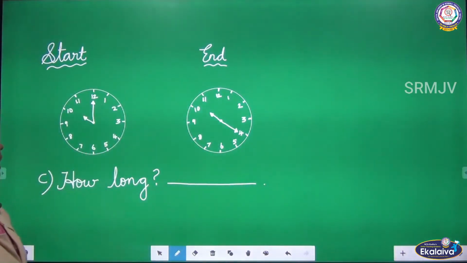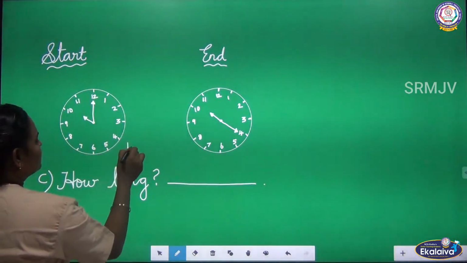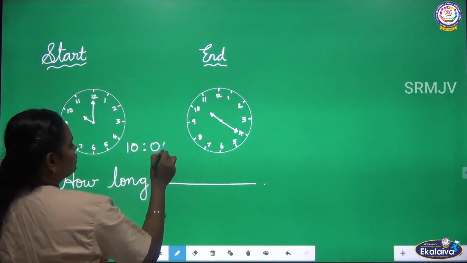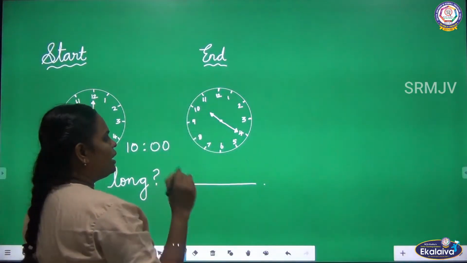Next one, starting time and ending time. See where the hour hand is, children. Here the hour hand is at 10. Then where is the minute hand? Near 12. So you can write 0 0. So what is the time? 10 o'clock.